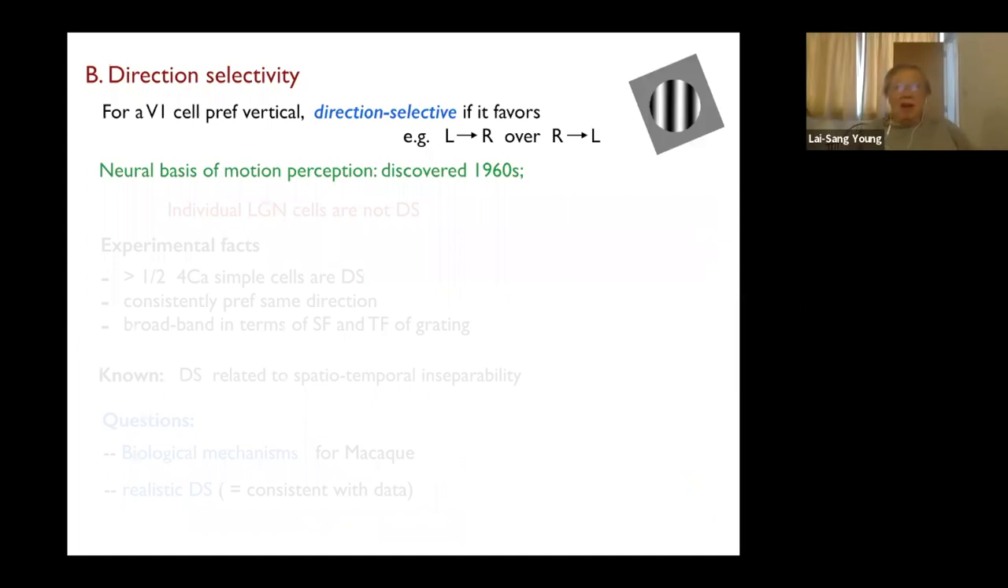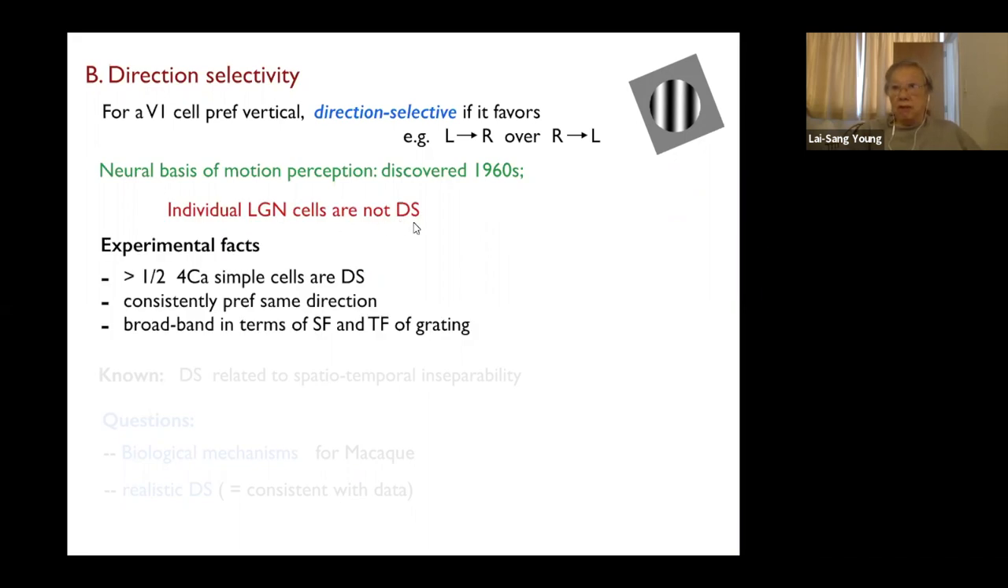Okay, direction selectivity. From now on, my neurons are going to prefer vertical orientation only. For a V1 cell that prefers a vertical orientation, direction selectivity means that if I drift a grating from left to right or from right to left, it will respond very differently. This ability of the neuron to detect the direction of motion is what enables us to track moving objects in our visual field. The existence of these neurons was discovered in the 1960s, also by Hubel and Wiesel. Individual LGN cells are not direction selective. So the question again is, there's nothing between LGN and cortex, so how come LGN cells are not direction selective and cortical cells are?